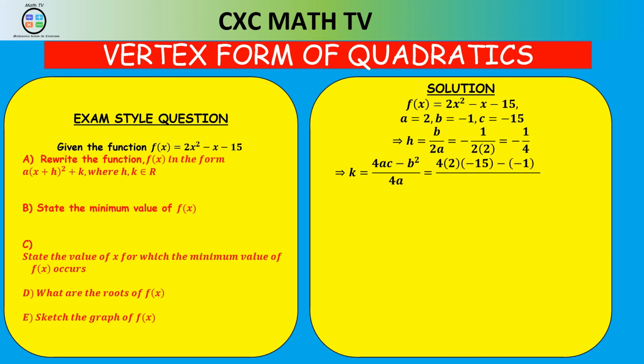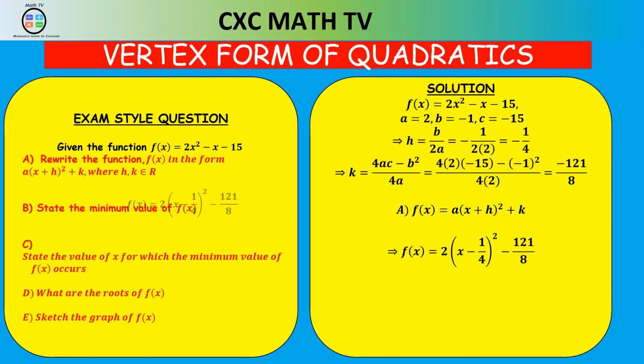But remember, f of x is a in bracket x plus h squared plus k. Now that we found h, replace h with negative a quarter. And once we found k, replace k with negative 121 over 8. And a is 2. So that's all. So now we can write f of x is 2 in bracket x minus a quarter squared minus 121 over 8.